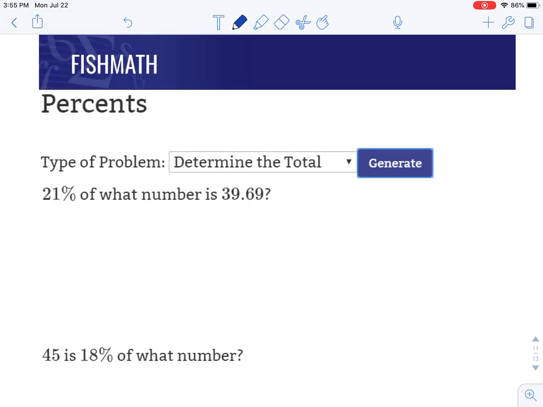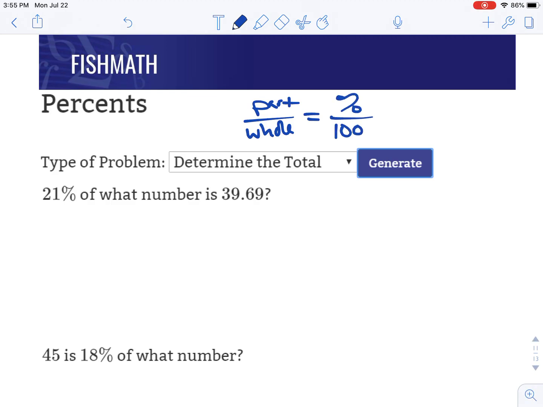Hi everyone, we're going to use percentages here to figure out what the whole total is given the part and the percent. To do this, we're going to use a proportion. All percent proportions that I write will always be in this form. You could always flip it around or move it around a little bit, but typically this is how we write them. The part out of the whole equals the percent out of 100.